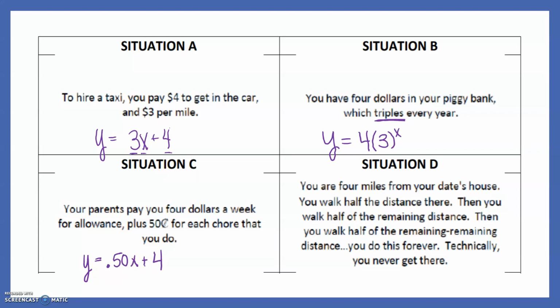You're 4 miles from your date's house. You walk half the distance there. Then you walk half the remaining distance. Then you walk half the remaining distance. You do this forever. Technically, you never get there.